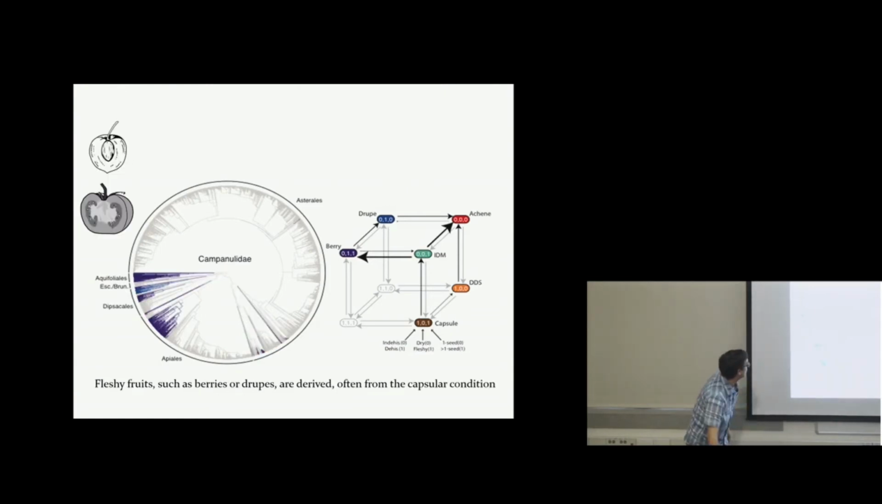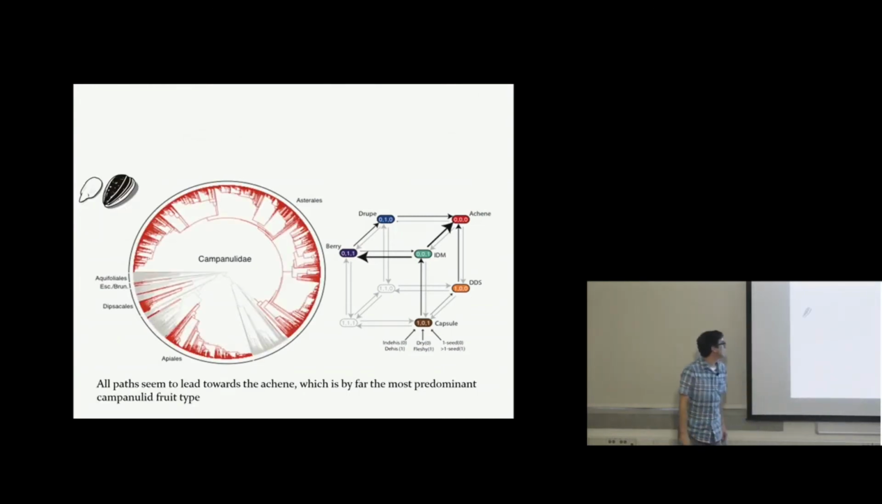We also find that when you evolve these fleshy fruits, these happen more recently and usually are derived from capsule-type fruits, which is somewhat consistent with the fossil record, which suggests that fleshy-fruited things are much more derived. And finally, we find that for the most predominant fruit type in companionlids, the achene, it seems like all roads lead towards that achene fruit type. So if you see here in the box, there are all 3 arrows moving towards the achene.